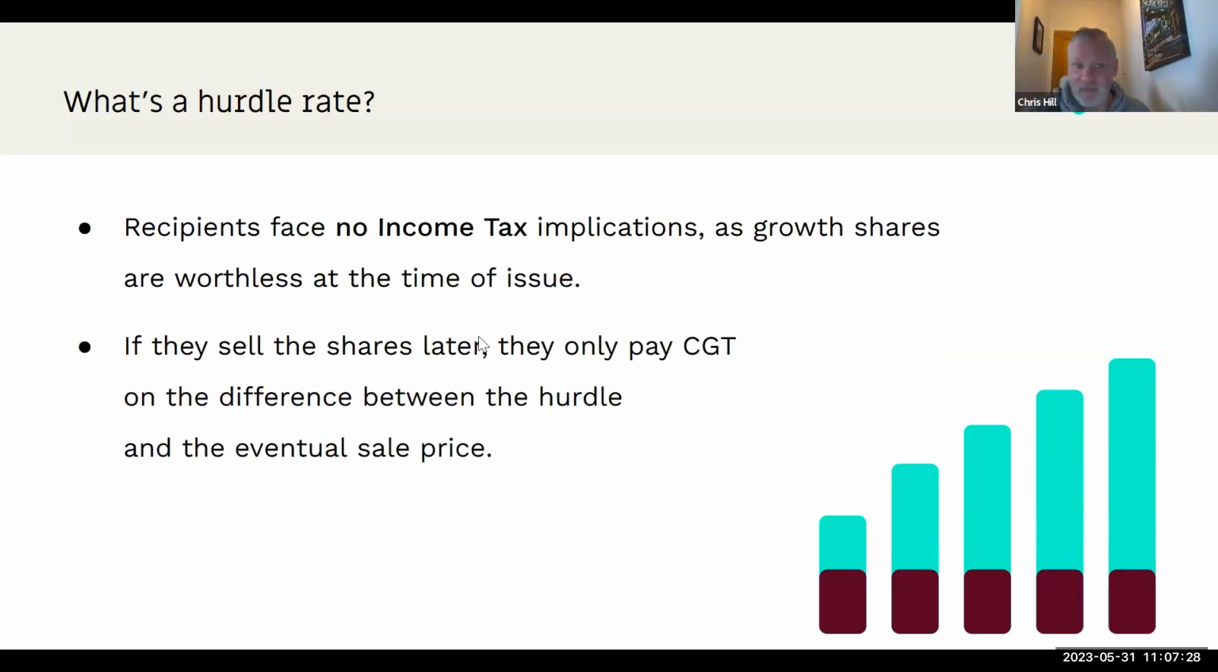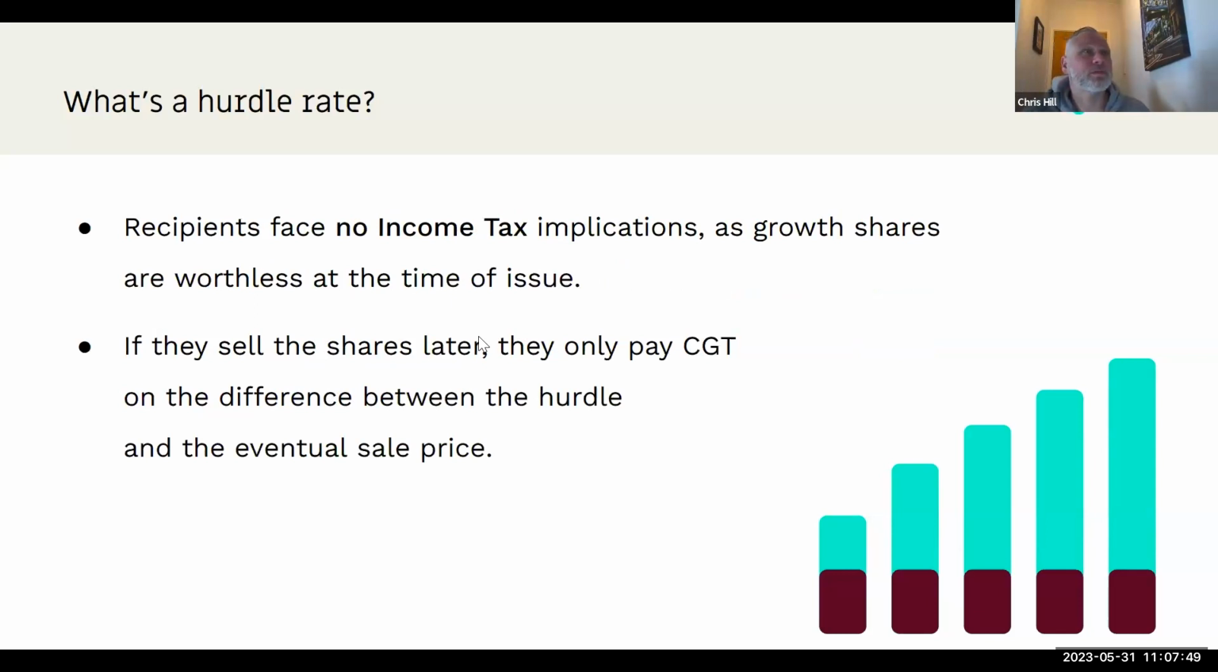So no income tax implications, as growth shares are worthless at the time of issue. Now, if you sell the shares later, as long as it's not back to the business, you'll only pay capital gains tax on the difference between the hurdle and the eventual sale price, so 20%. So much better than an income tax of up to 45%.